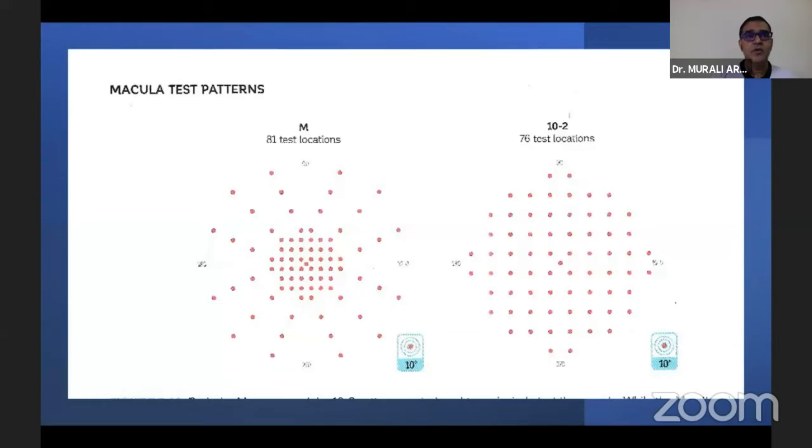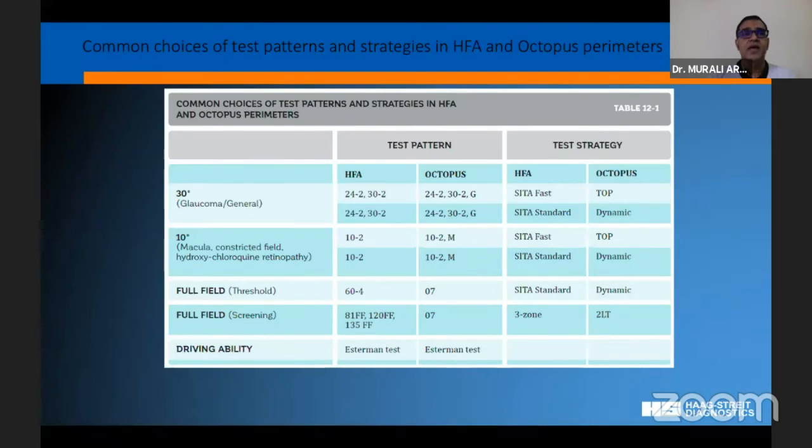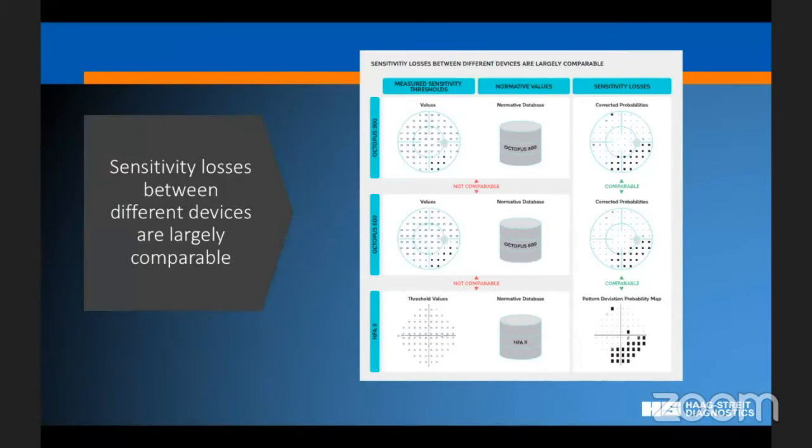The macula test patterns are also different with the macula program of the Octopus and the 10-2 of the Humphrey. They're quite different, as you can see the test patterns. And choosing between which test to do for whom, I think Manish pointed out in early glaucomas, advanced glaucomas, when the center field is involved, you have different choice of the strategy and pattern for different perimeters. I'm not getting into that.